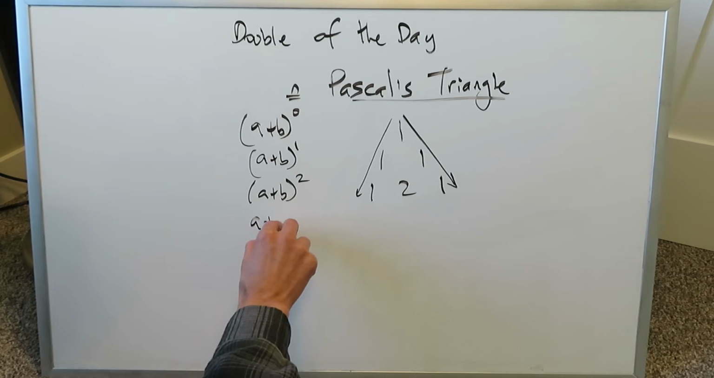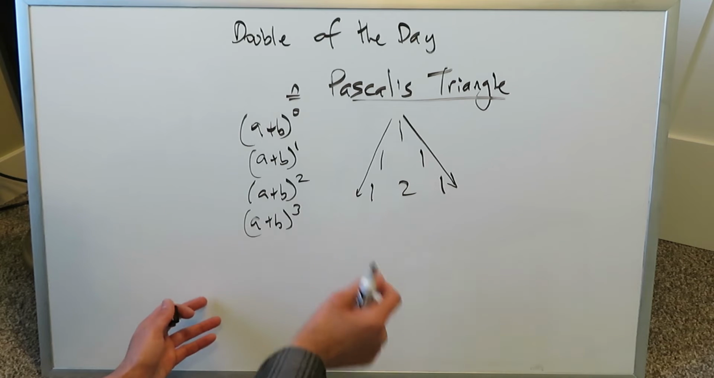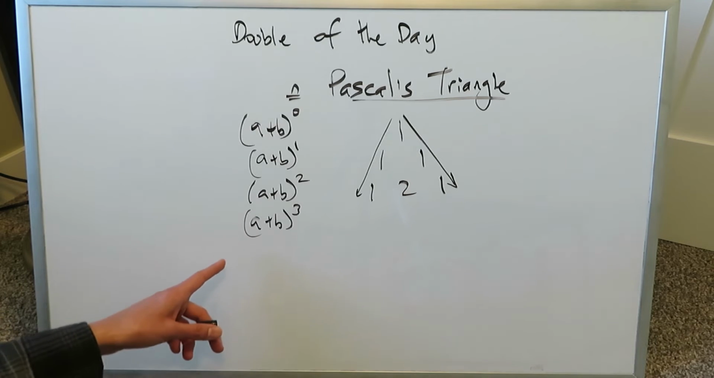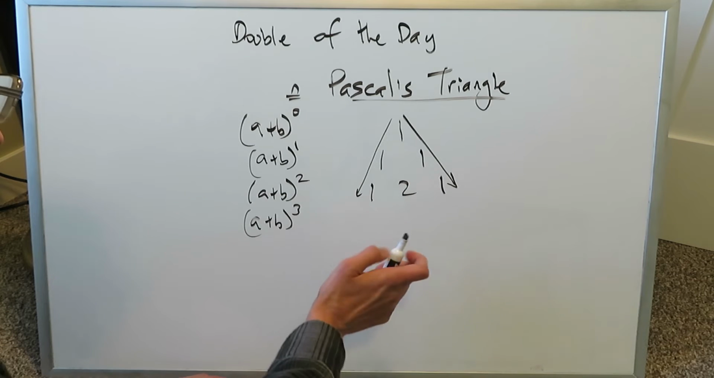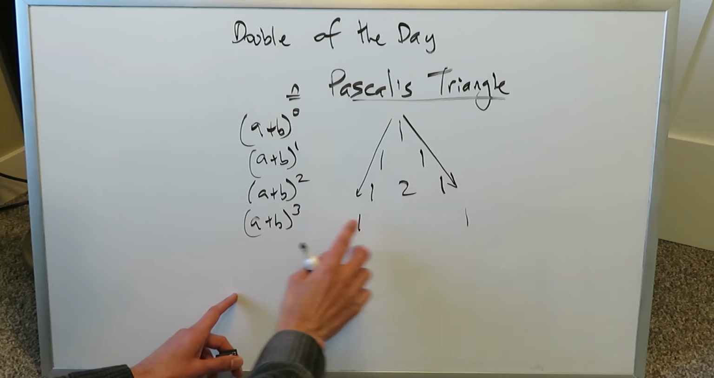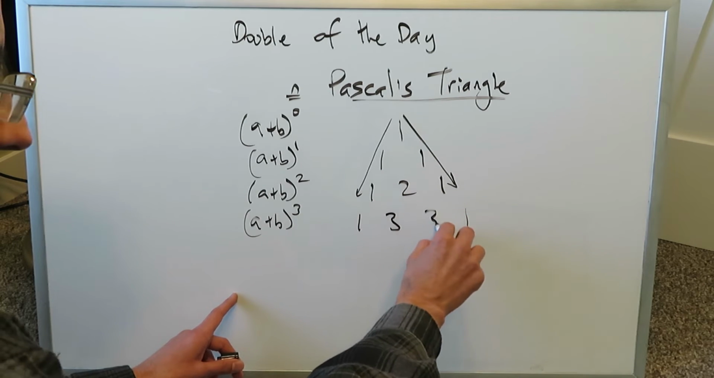What about a plus b whole cube? Well, you know that will be a cube plus 3a squared b plus 3ab squared plus b cubed. You know you have to memorize some of these, so this is one of those which is frequently expected of us to memorize. But you can do it all here with the Pascal's triangle. Just put a 1 here on the outer edges, and then you'll have two numbers show up. 1 plus 2 is a 3, and 2 plus 1 is a 3.